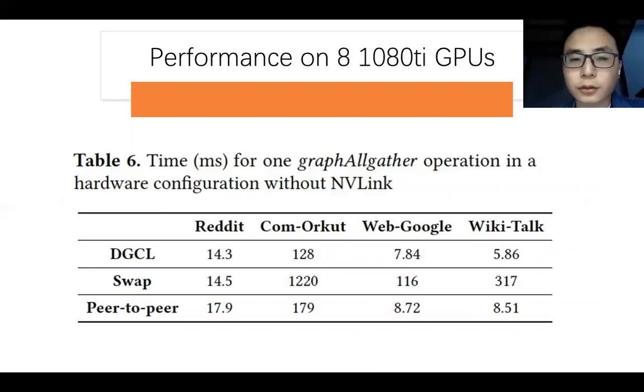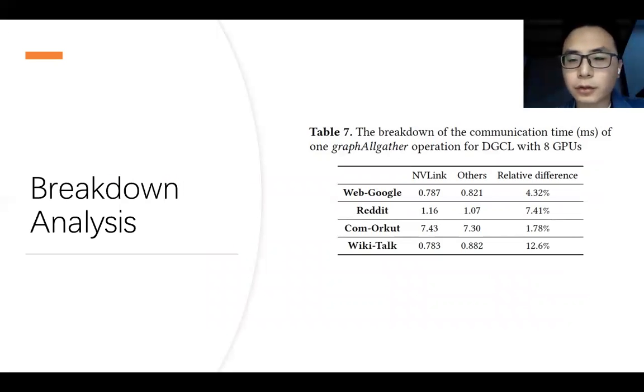We also report the performance of DGCL on a GPU topology without NVLinks. In such a case, the GPU connections have similar bandwidth, but DGCL still outperforms peer-to-peer communication since it considers the bandwidth contention during the communication. We also give a breakdown analysis of the communication time that DGCL spends on different links. The results show that DGCL can effectively balance the communication time spent on different links.